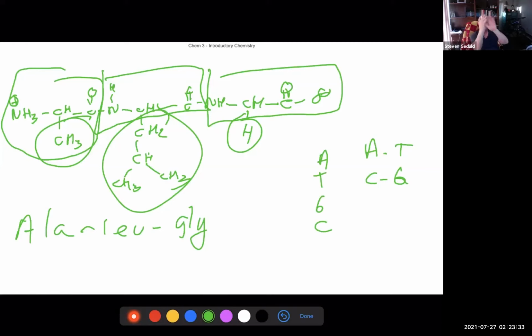Think of a ladder, you kind of bend it. That's your DNA double helix. And they store all your genetic code.